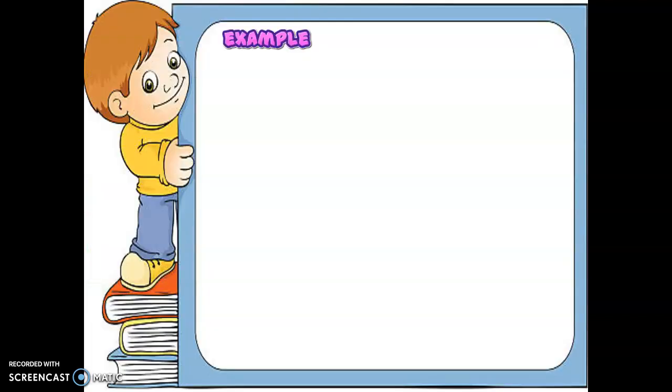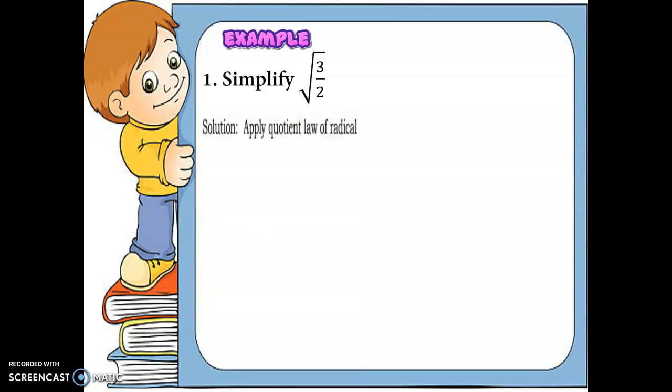Okay? So, ito po yung unang example. So, simplify the square root of 3 over 2. So, sa first example natin, it is expressed as 1 radical, no? So, doon sa week 5 lesson, kung maaalala nyo, it is discussed the different laws of radicals. So, ito po ay isang example na kung saan i-apply natin yung law of radicals, which is the quotient law of radicals. Importanteng napanood nyo yung video lesson ng week 5 para mas maintindihan to.